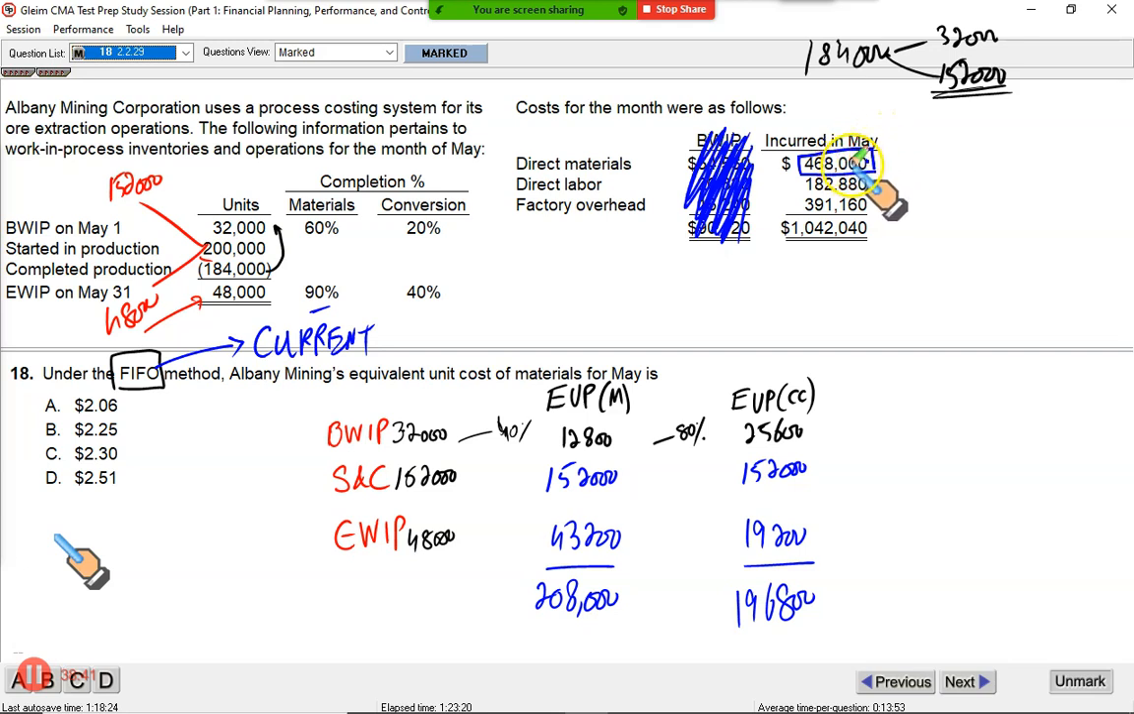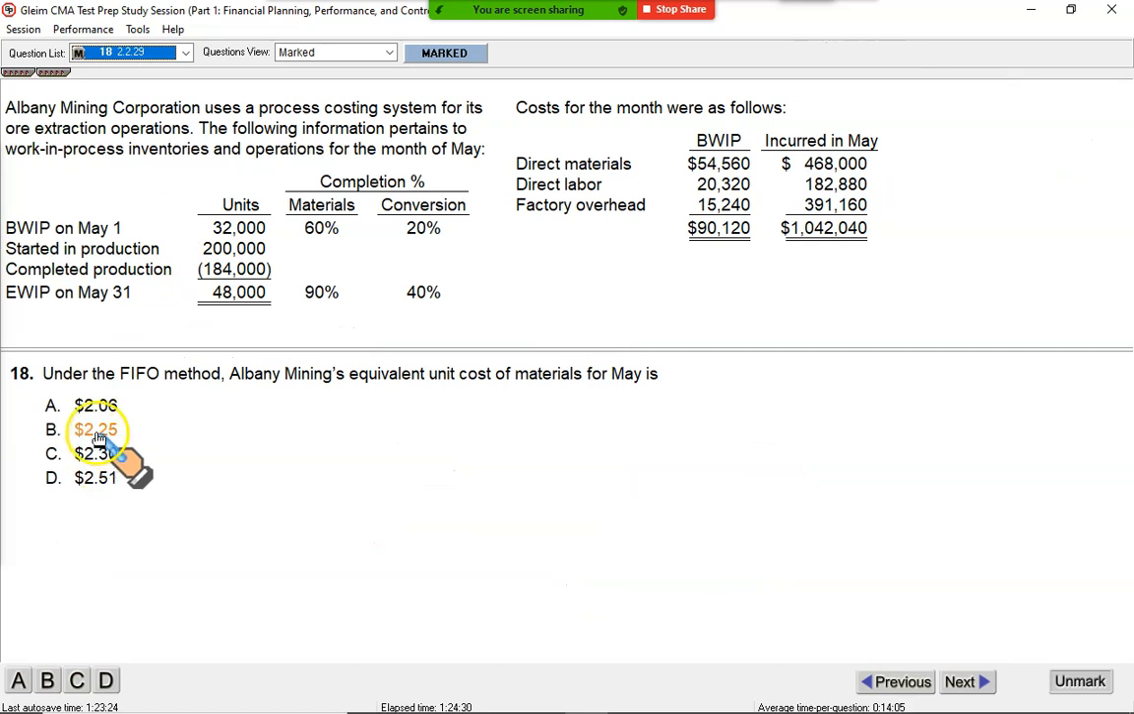This was the material added on how many units? Not these 208. You divide 468,000 by 208,000 and you will get the rate for material. The rate is 2.25, a nice whole number, even in decimal. So the rate for material is $2.25, which nicely matches option B.